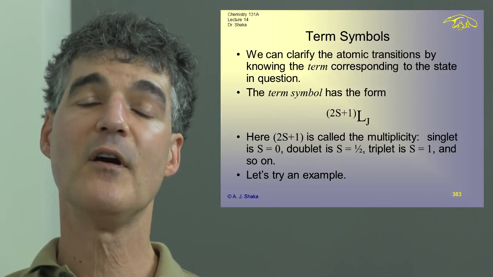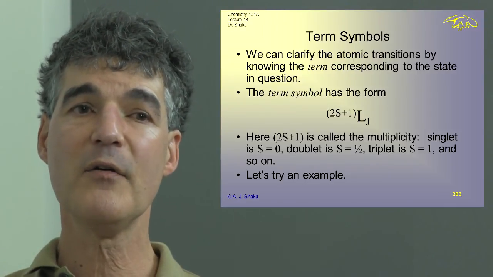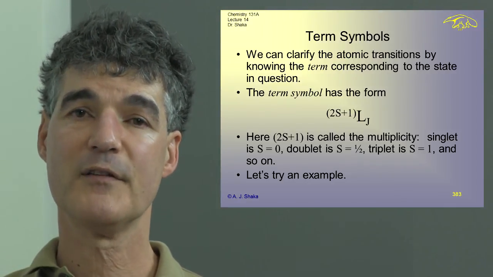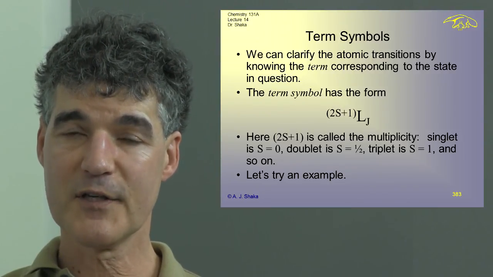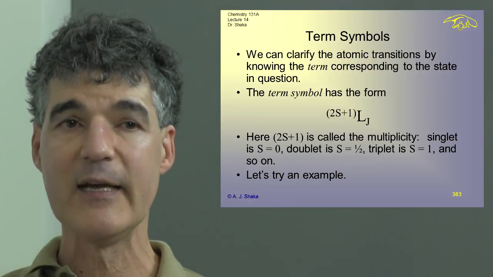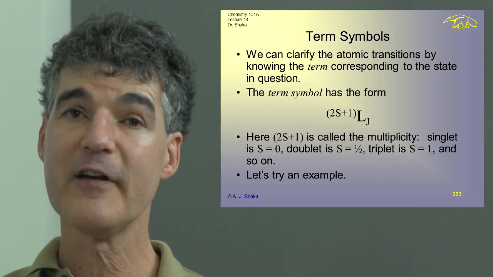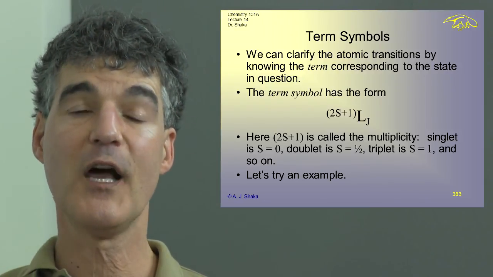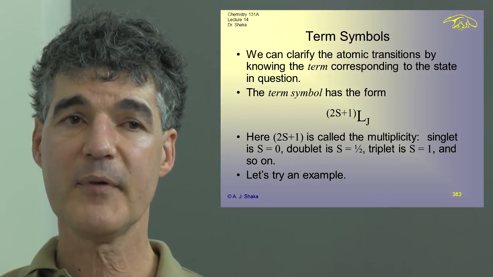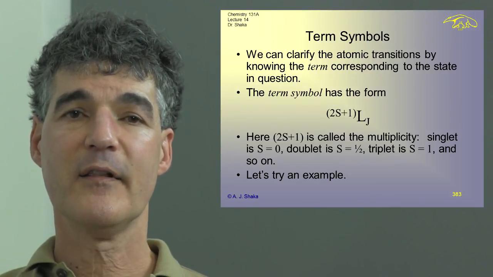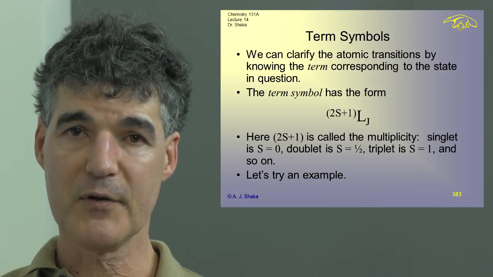2S plus 1 is called the multiplicity, and if S is 0, it's called singlet, because there's one state there, like we saw with S equals 0 for the 2 electrons. S equals 1 is called triplet. S equals 1/2, that's called doublet, and so on. We can have all the way up. And let's try an example with this and see how we might use this symbol.